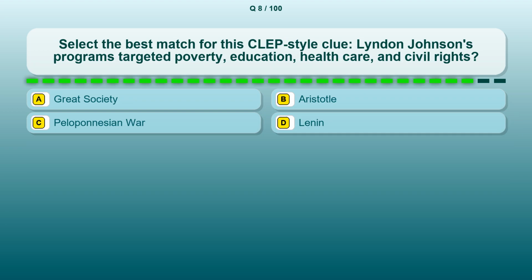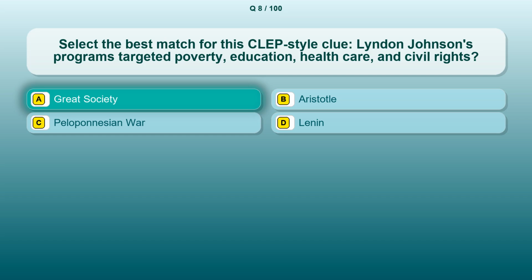Question 8. Select the best match for this CLEP-style clue. Lyndon Johnson's programs targeted poverty, education, healthcare, and civil rights. Option A, Great Society. Option B, Aristotle. Option C, Peloponnesian War. Option D, Lenin.